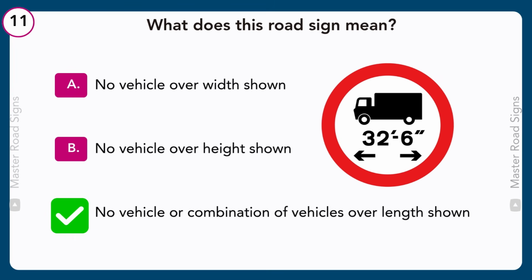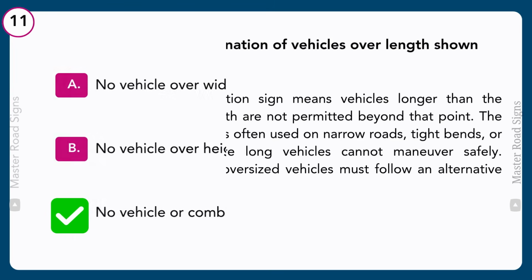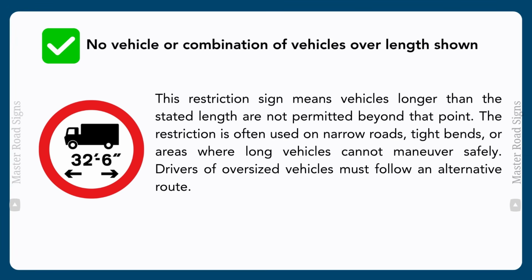Option C is correct. No vehicle or combination of vehicles over length shown. This restriction sign means vehicles longer than the stated length are not permitted beyond that point. The restriction is often used on narrow roads, tight bends, or areas where long vehicles cannot manoeuvre safely. Drivers of oversized vehicles must follow an alternative route.